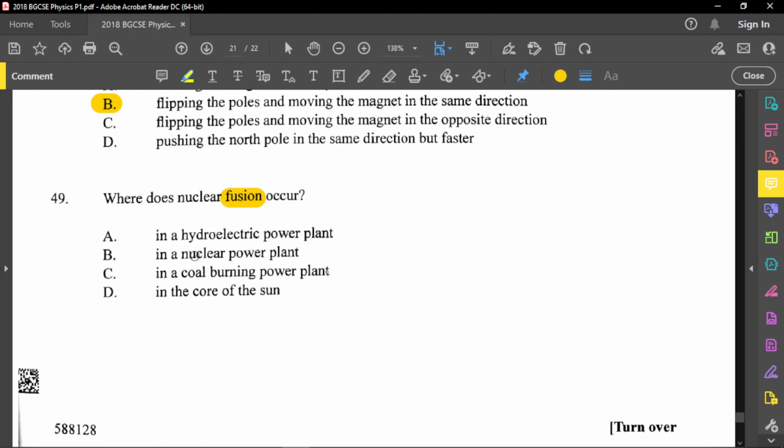So in a hydroelectric power plant, that would be foolishness, because hydro deals with water, you don't have a nuclear reaction taking place in a hydroelectric plant at all. It's a nuclear power plant that actually uses nuclear fission. So the plant uses fission, and a coal burning power plant, no, that's not radioactive either. But the core of the sun is fusion. That means the particles, especially hydrogen ions and atoms, come together to form this massive explosion and reaction. And so it will be fusion.